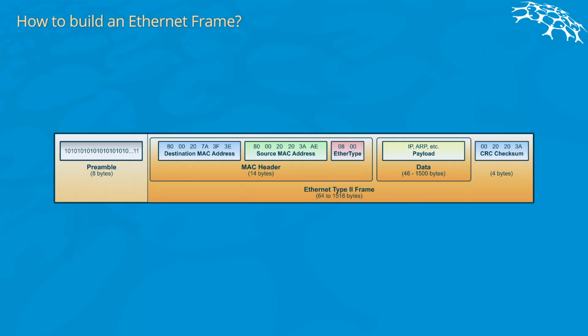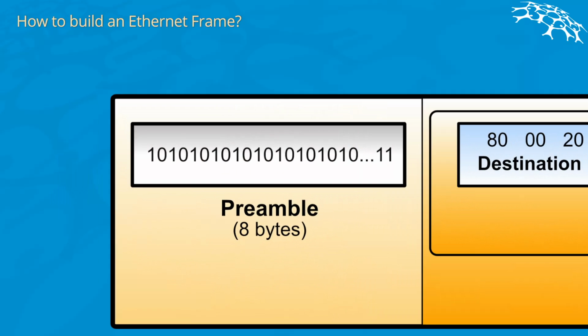So this is what an Ethernet frame actually looks like, and by the end of the video you will understand all the parts of this. So let's start at the very beginning with the preamble.